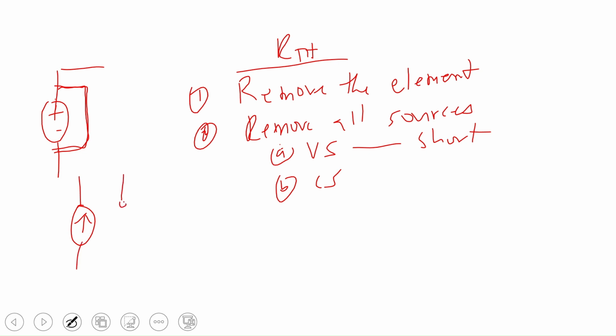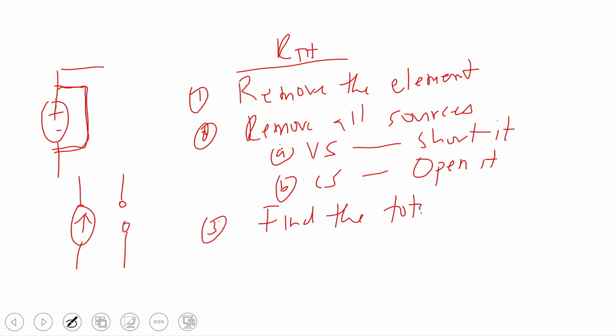But how do I remove a current source? If I want to remove a current source, I need to open it so that no current actually flows. So if it's a voltage source, we will short it. If it's a current source, we are going to open it. So note that. So remove the element first, then we'll remove all sources. If it's a voltage source, we'll short it. If it's a current source, we are going to open it. That's step 2. Now, step 3, the next thing we'll do is to find the total resistance.